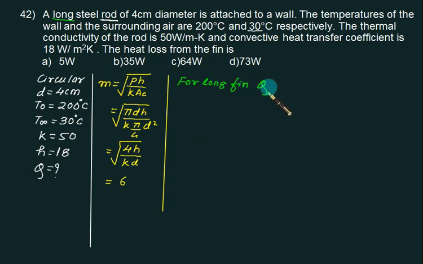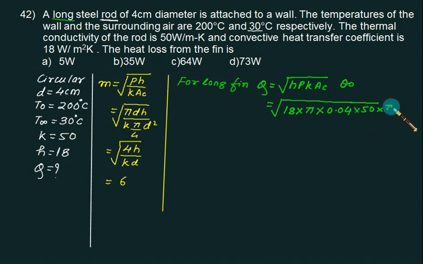The fin is long. So for a long fin we have Q equals the square root of h P k A_c into theta 0. Just go on putting all data. h is equal to 18. Perimeter is pi into d, that is pi into 0.04. Thermal conductivity is 50. Cross-section area is pi by 4 into d square, and d is 0.04 square. And theta 0 is basically T0, that is 200, minus T infinity, that is 30. Solve this and you will get 64.088. So choice C is the correct choice.